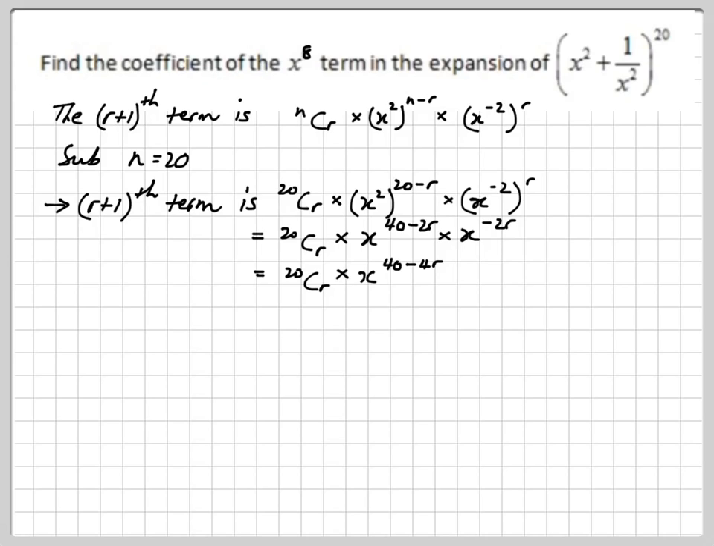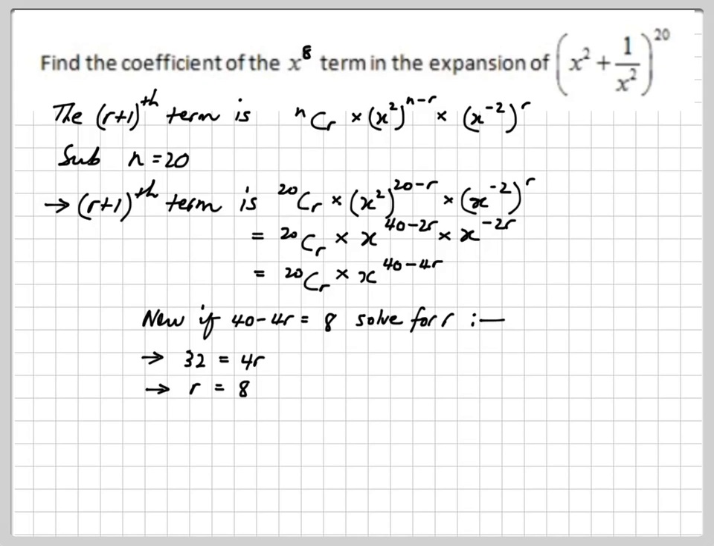Because we're looking for the x to the 8th term, I can solve that now for r, can't I? Of course I can. Solve for r. There it is. Therefore, r is 8. R is 8.